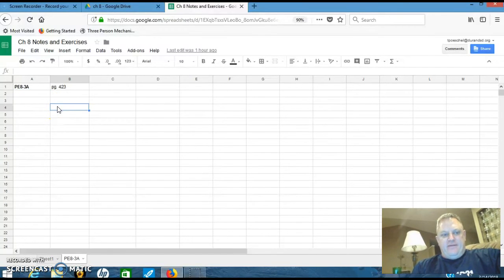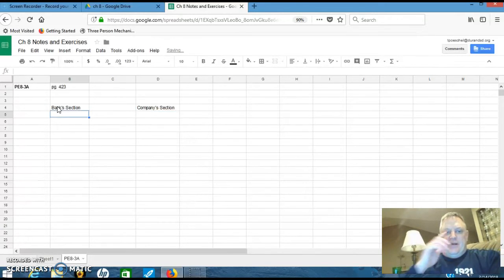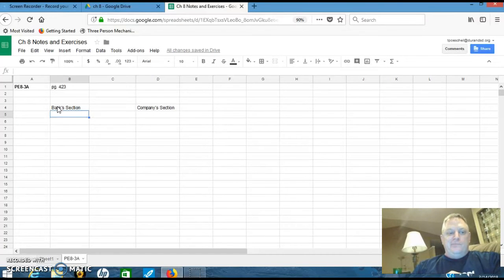So first we have the bank section, and then we're going to have the company section. If you want, look back at your notes on how to do this. So in the bank section, the first thing we need to get is the ending bank statement balance. In practice exercise 8-3A, it says balance per bank. That's the ending bank statement balance. So balance per bank is $12,175.